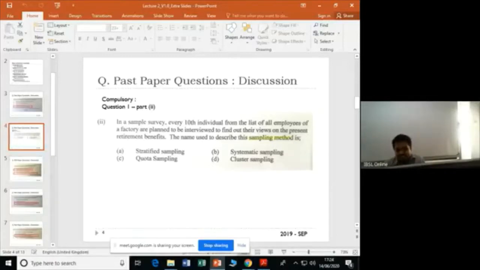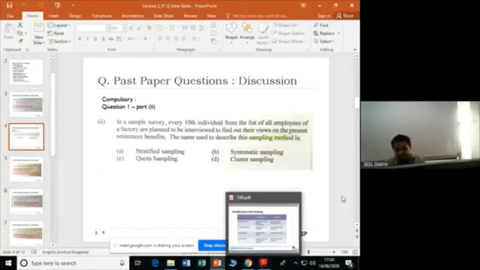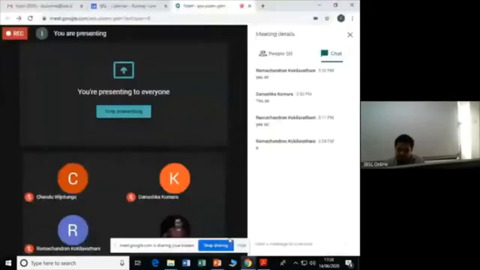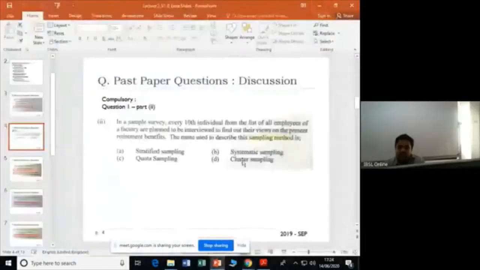would you like to take a guess and reply in the chat. A, B, C, or D. You're going to select every 10th individual from the list. Every 10th individual from the list. Those are the important keywords. Okay. Some people are getting it right. It is systematic sampling. Similar to our class example that we discussed, where we want to select first, third, sixth, seventh, and so forth. That shows you the examiner is keen to know the basics only.